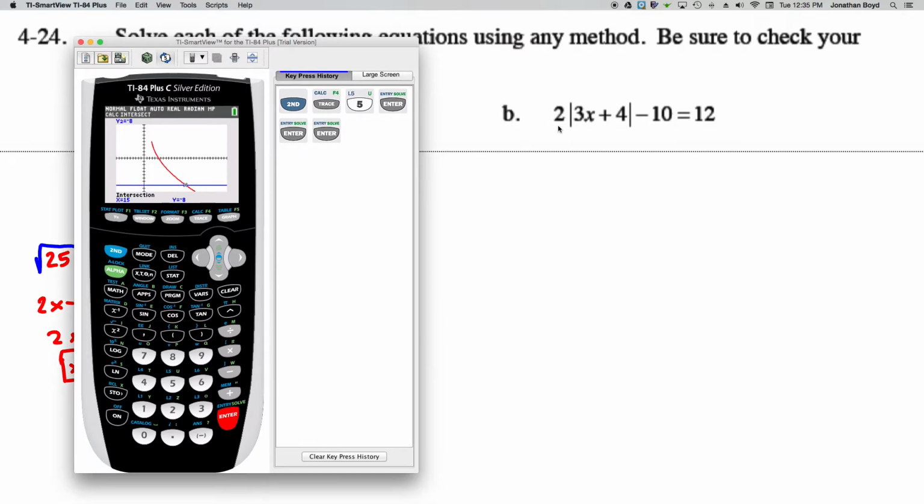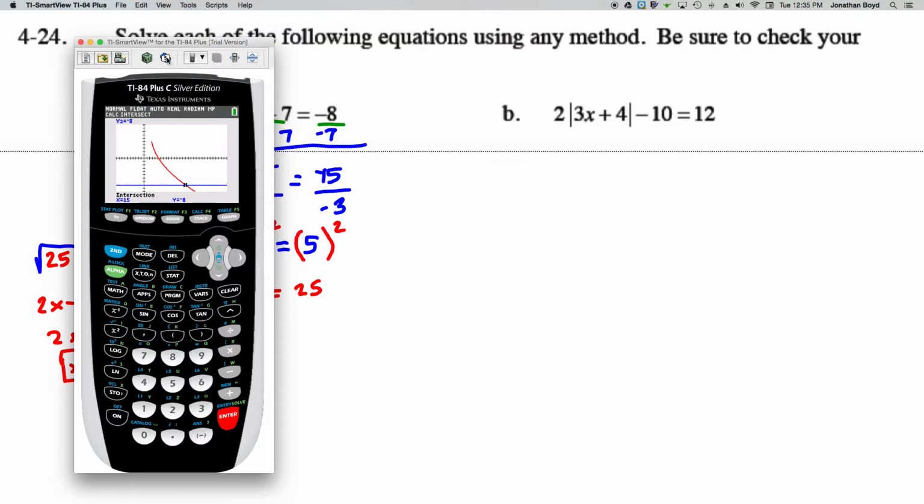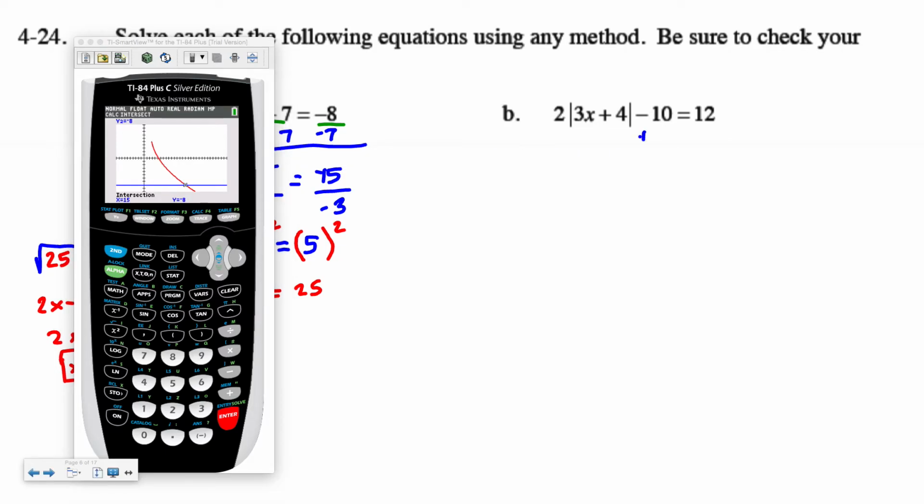The second problem we have says 2 times the absolute value of 3x plus 4 minus 10 equals 12. So we're going to take this and solve it algebraically first. I'm going to go ahead and undo the subtracting 10 by adding 10 to each side. This is not the only way to do this. This is just the way that I choose to do it. Now I have 2 times the absolute value of 3x plus 4 equals 22.